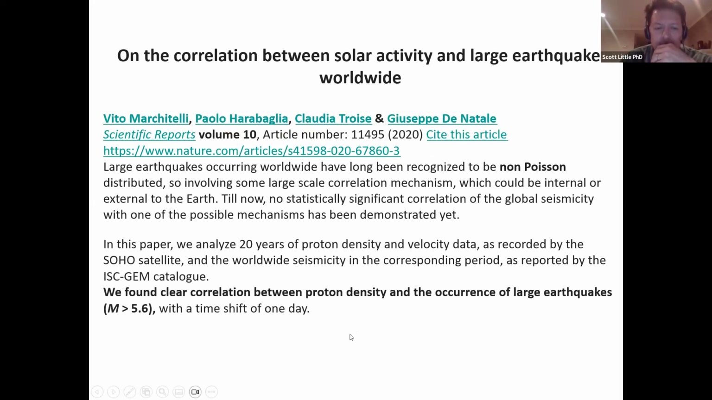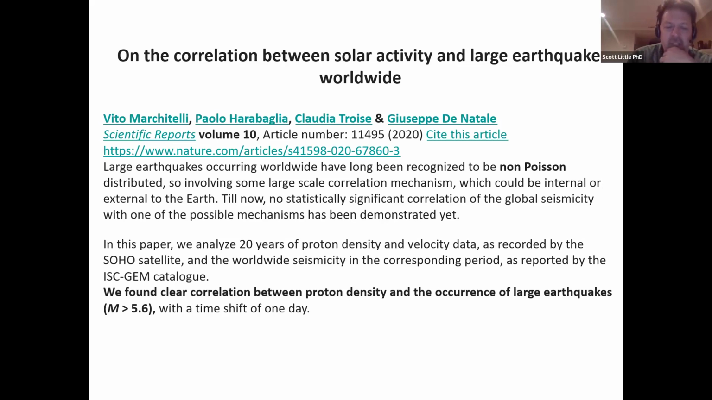I just kind of did a brief summary on these, and they're talking about large earthquakes occurring worldwide that have been recognized to be non-Poisson distributed. Well, that just means they're not evenly distributed over time. There's obviously clusters of different areas that have larger numbers of seismic activity. And until now, they said that no statistically significant correlation could be found. In other words, they couldn't find out what's causing this.